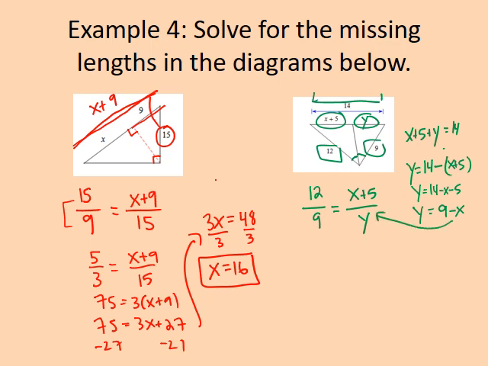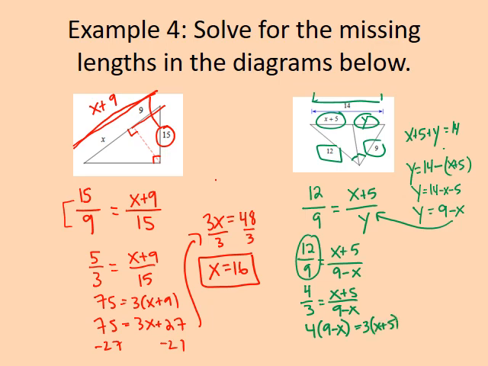So we'll return over here and substitute it in. So we have 12 divided by 9 equals x plus 5 over 9 minus x. Once again, I think it's a good choice to reduce this proportion. So 12 divided by 9 reduces to 4/3. So we have 4/3 equals x plus 5 over 9 minus x. Let's cross multiply. So we have 4 times 9 minus x equals 3 times x plus 5. So we have 36 minus 4x equals 3x plus 15.